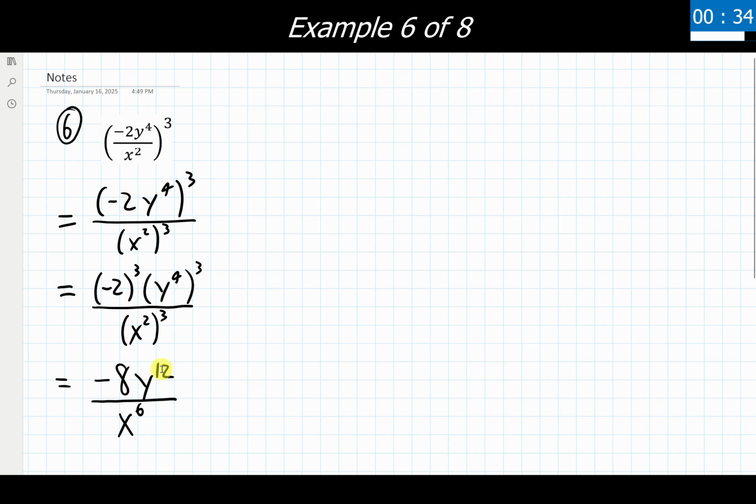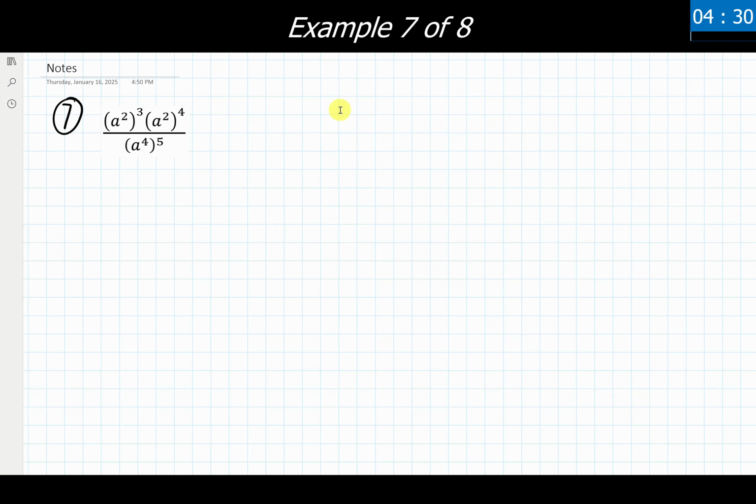The bases of these exponents, in this case the y and the x, are different, and therefore, because the bases are different, I cannot do anything with these exponents. They're going to stay exactly as they are. Which, the nice part about that, means we have our final answer. It's fully reduced down. There's no coefficients that could reduce, so we're good to go. We have a final answer of -8y to the 12th, all divided by x to the 6th.